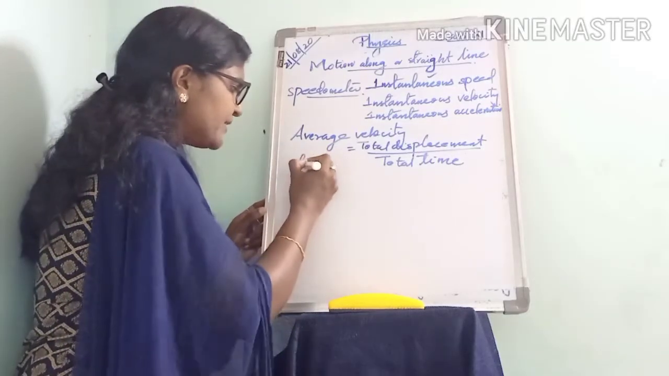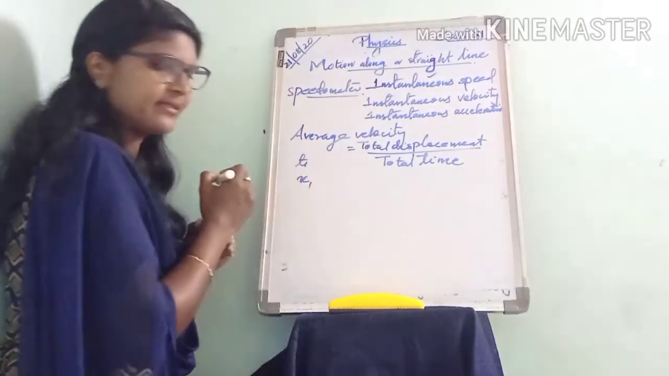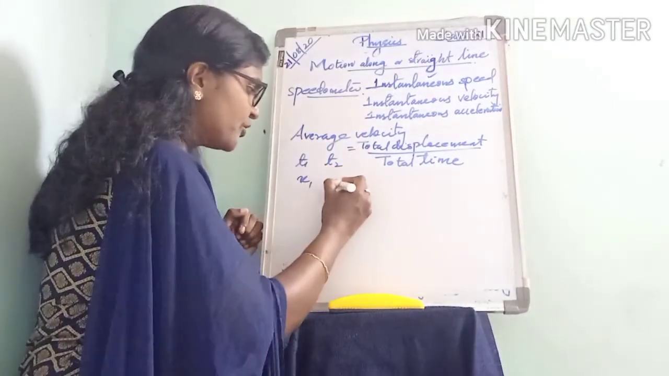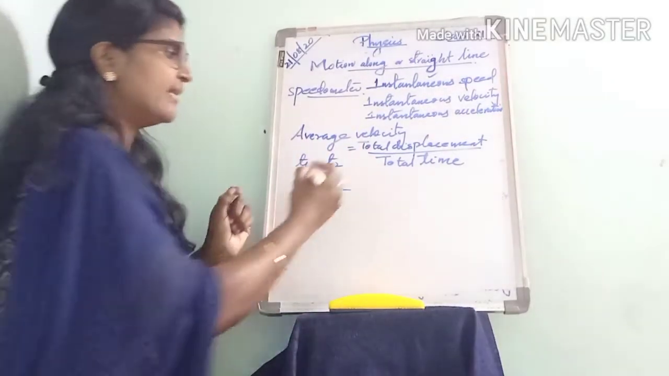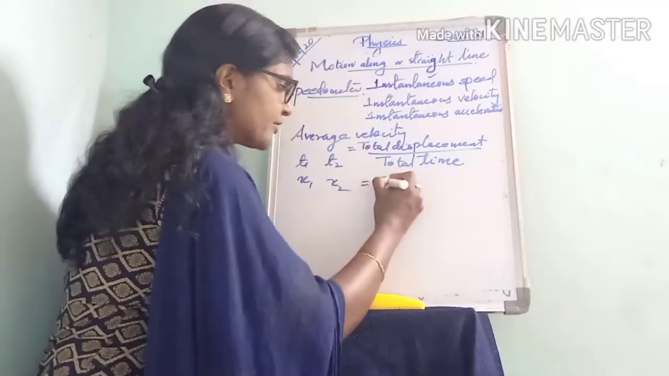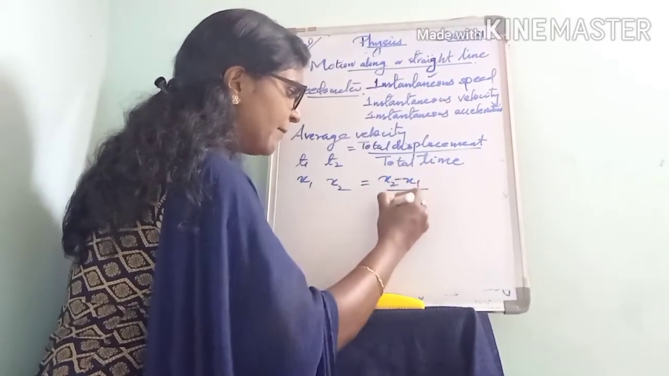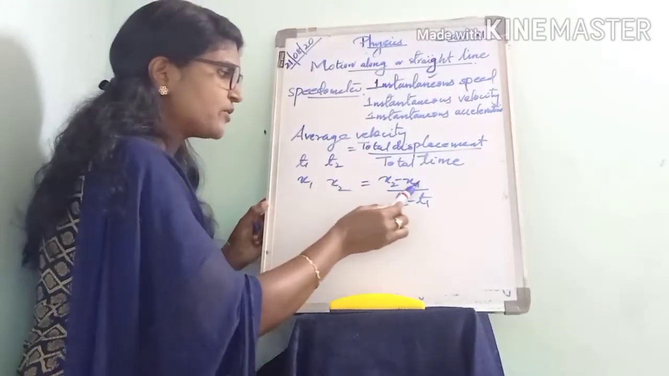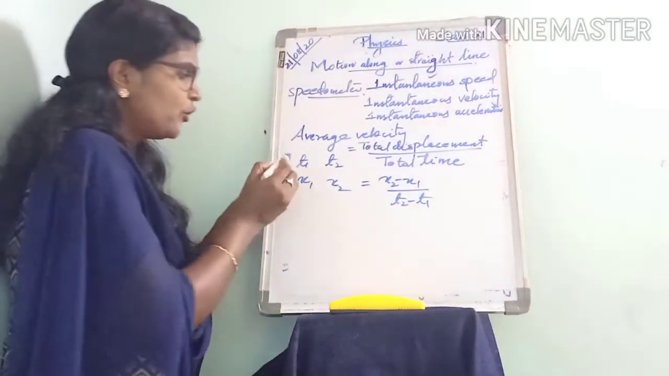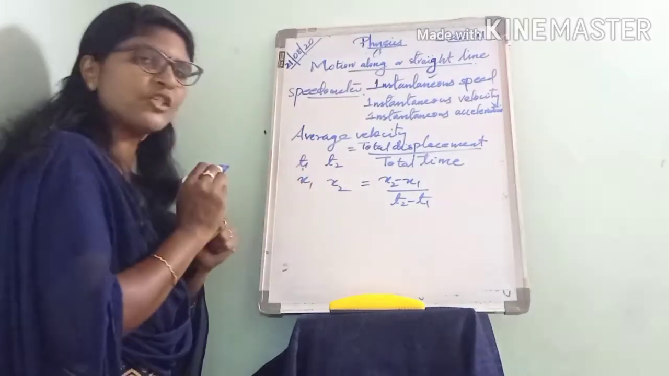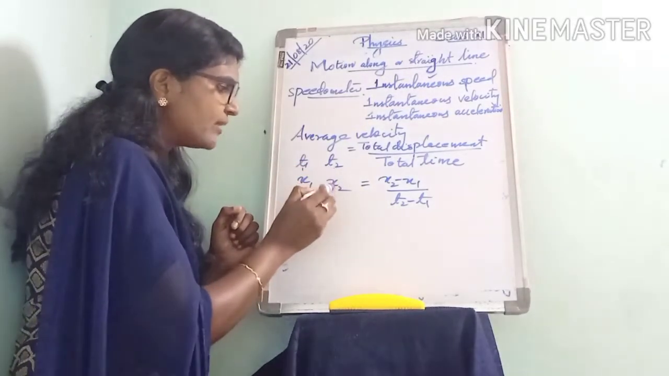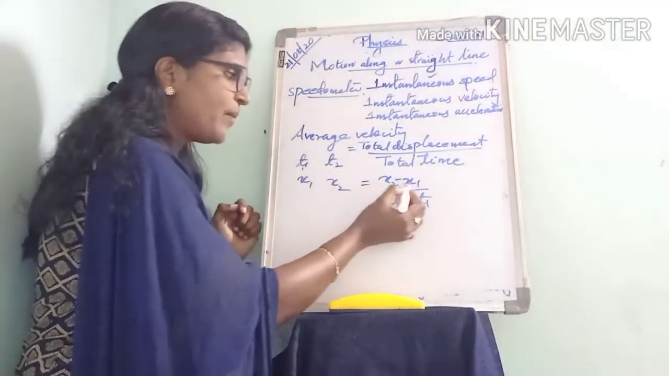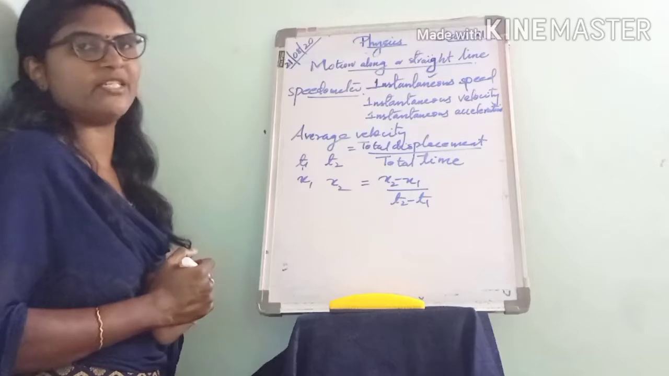Suppose during the time t1 the position of an object is at x1, and during the time t2 its position corresponds to x2. Then what about the displacement here? It is x2 minus x1, the final position minus the initial position, and the time interval is t2 minus t1. Then we can write the average velocity as x2 minus x1 divided by t2 minus t1.